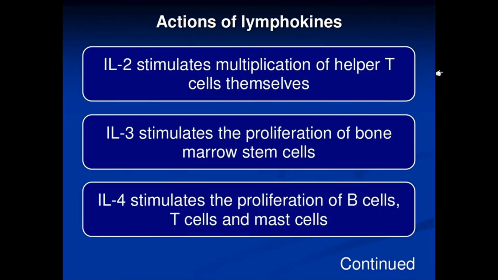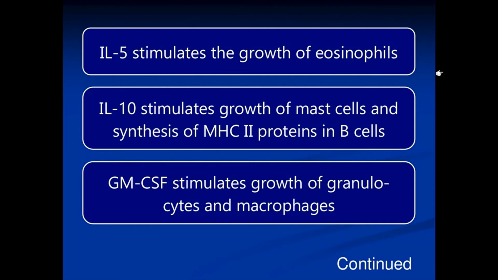The action of the lymphokines is as follows: interleukin 2 stimulates the multiplication of the helper T cells themselves, and interleukin 3 stimulates the proliferation of the bone marrow stem cells. Interleukin 4 stimulates the proliferation of the B cells and the T cells and the mast cells. Whereas interleukin 5 stimulates the growth of the eosinophils.